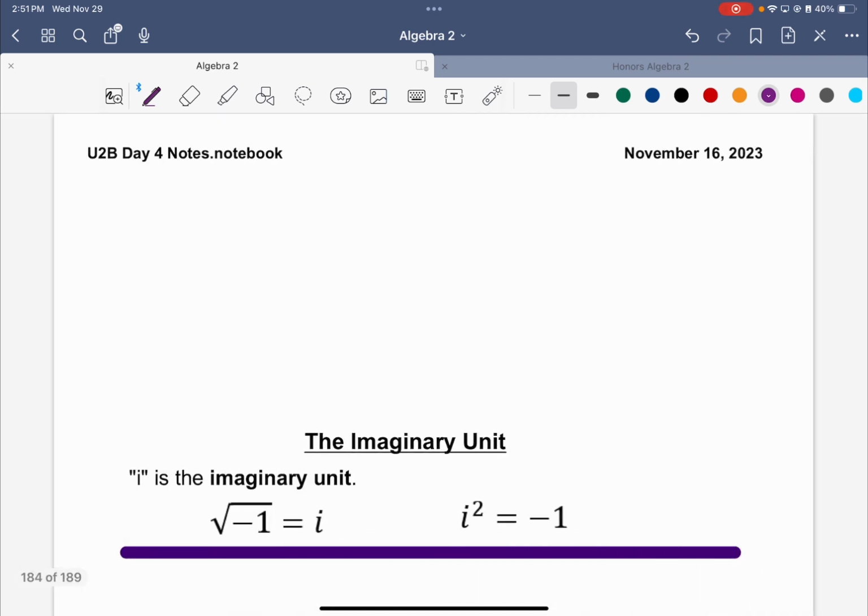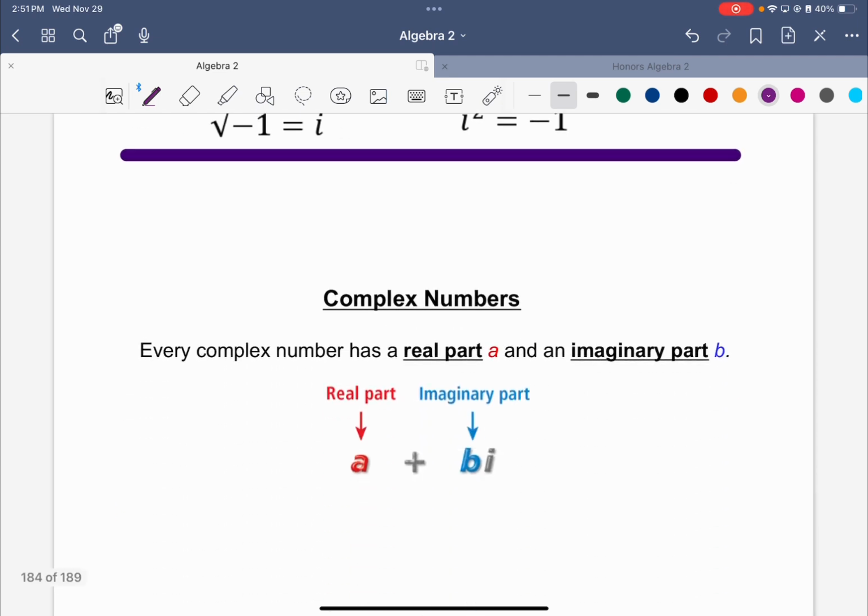Our goal today is to be able to add, subtract, multiply, and divide imaginary numbers or complex numbers. So the unit itself, that's what we call an imaginary unit.